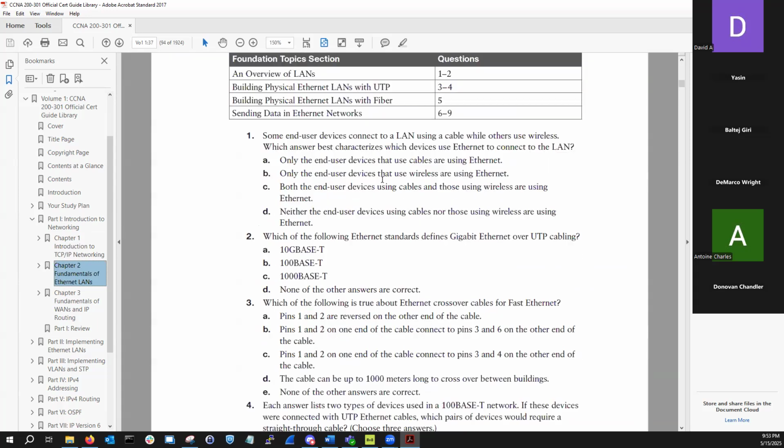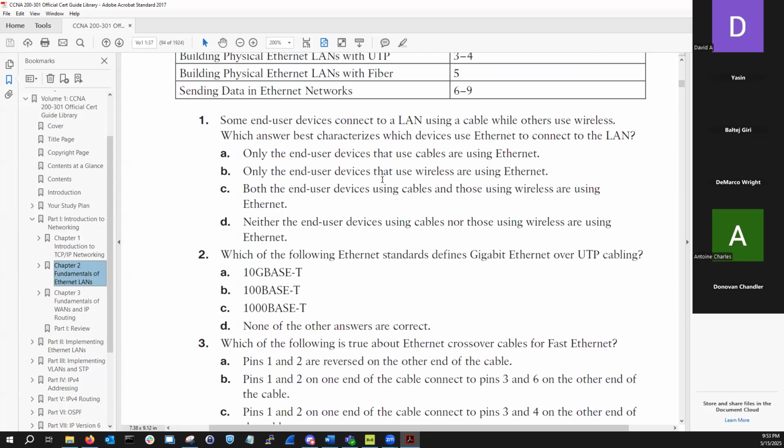Question 1. Some end user devices connect to a LAN using a cable while others use wireless. Which answer best characterizes which devices use Ethernet to connect to a LAN?